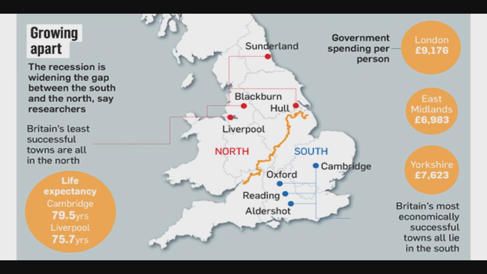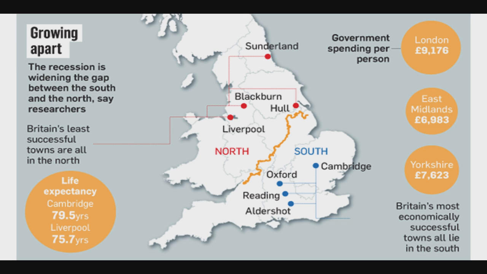Let's have a look at some of those outcomes then. So for instance, Liverpool's life expectancy is almost 4 years less than Cambridge. That means that people on average in Liverpool are expected to live shorter lives because of their lower levels of health, perhaps their lower levels of wealth or education.